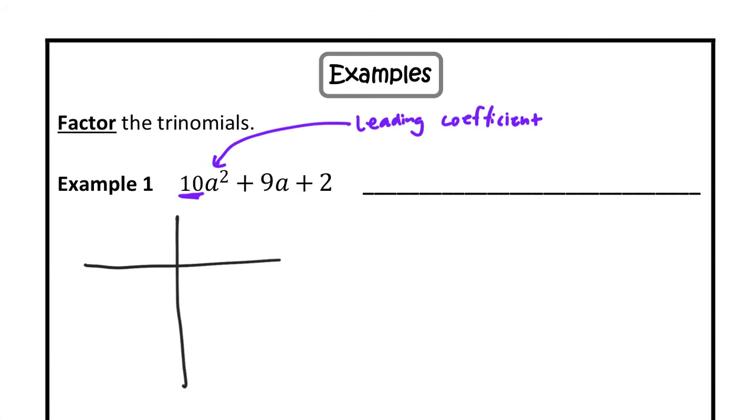Okay, so we're going to make a table. On the left side, we're going to look for two numbers that multiply, and on the right side, we're going to look at two numbers that add. We're looking for two numbers that add to give me 9, and two numbers that multiply to give me, what is 10 times 2? It's 20. Okay, so we have our table set up. So again, we're looking for two numbers that multiply to give me 20, and then that they add to give me 9.